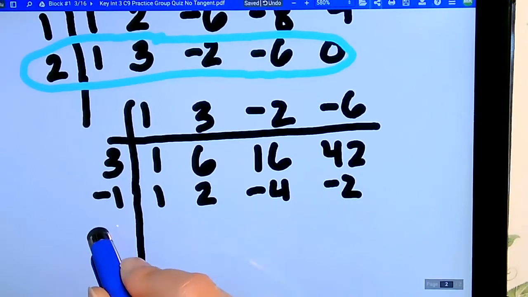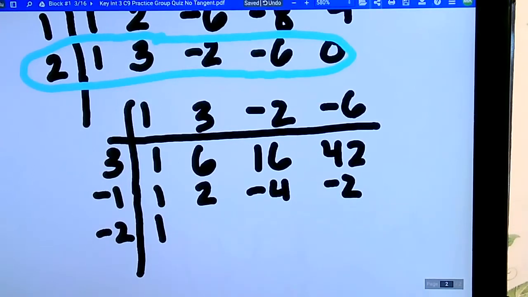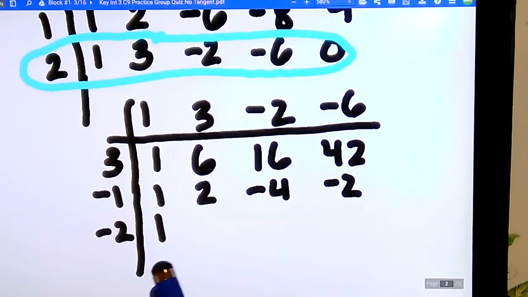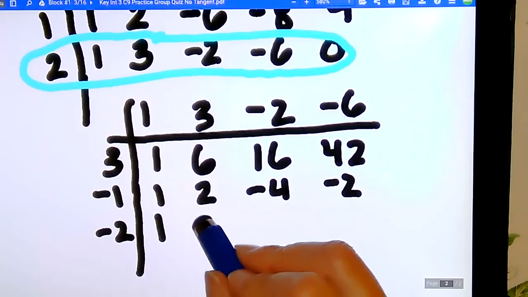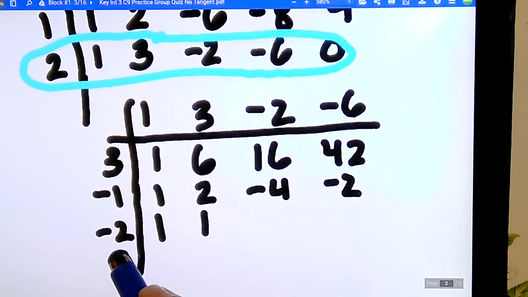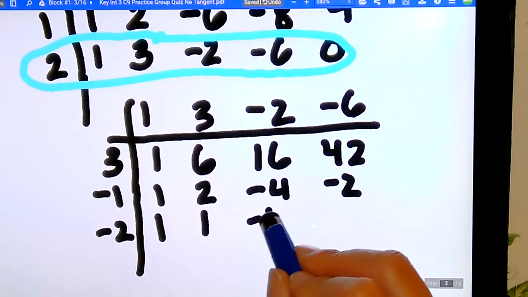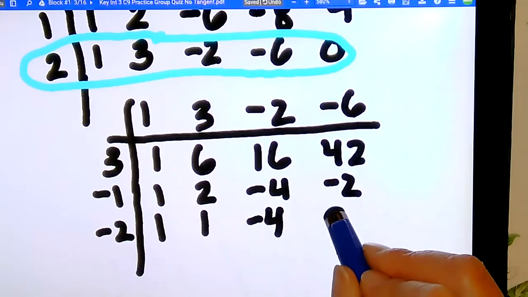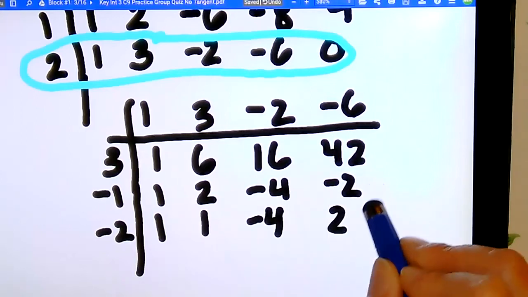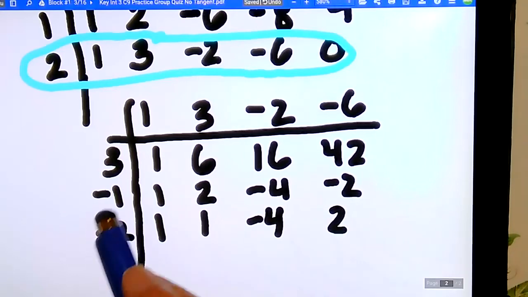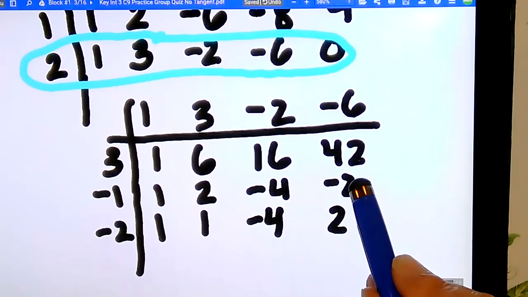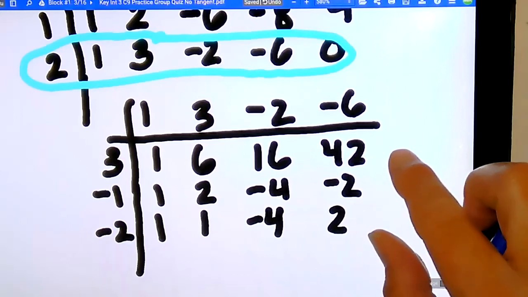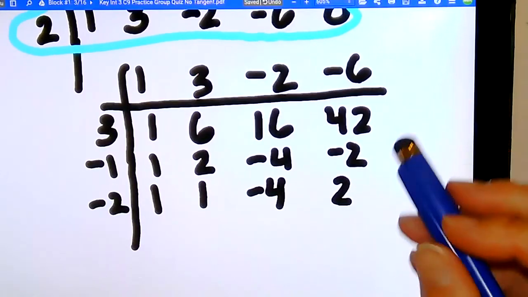So that didn't work. Let's say I try my -2. So if I bring down my 1, -2 times 1 is -2. I add it to 3, I get 1. 1 times -2 is -2. I add it to -2, I get -4. -4 times -2 is 8. I add it to -6, I get 2. There's a 0 somewhere in between -1 and -2, because I was below the x-axis at -2 and now I'm above. But it's probably going to be like an irrational number, so we won't focus on that.